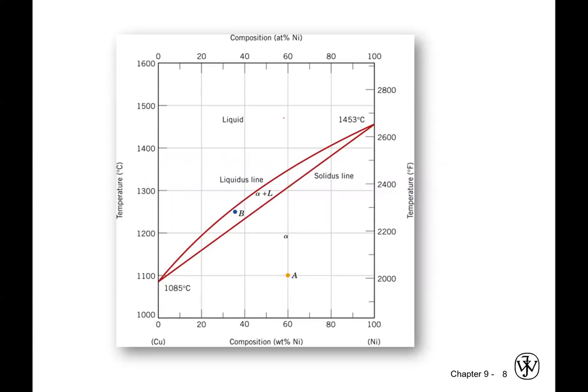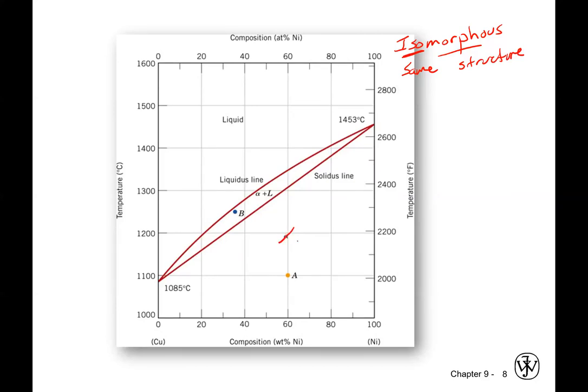All right, so this diagram is called an isomorphous diagram. There is a lot of terminology in this chapter, so you do have to keep yourself a little cheat sheet of the terms, right? But iso meaning same, morphous meaning structure. So this is a diagram that has the same structure for all compositions.